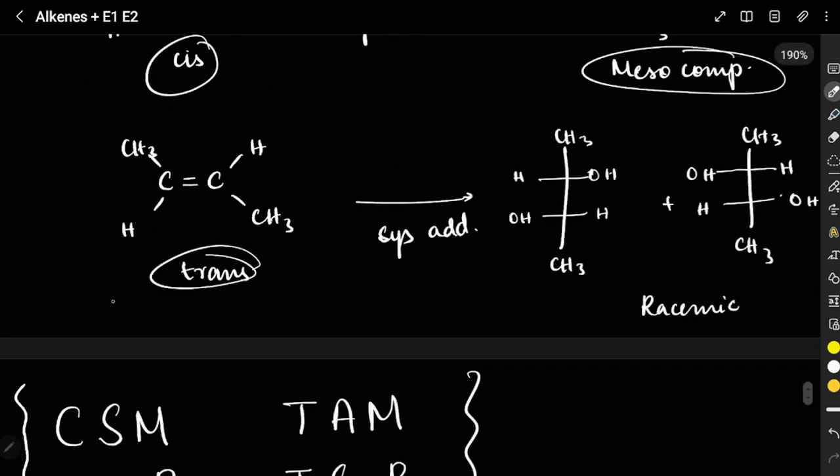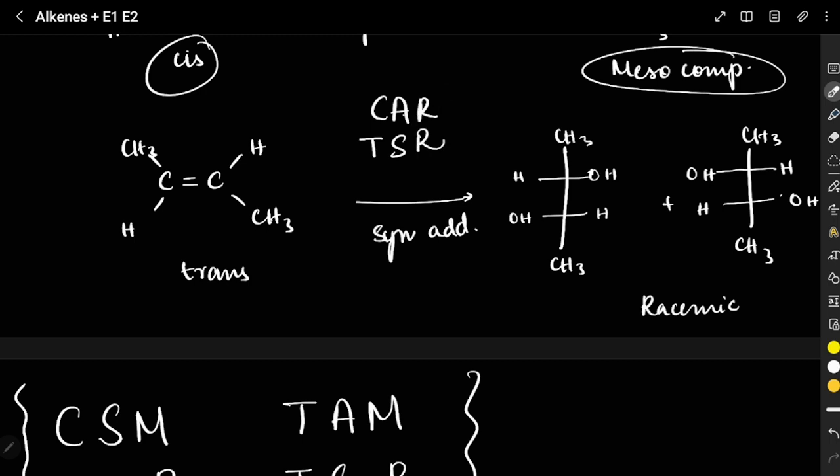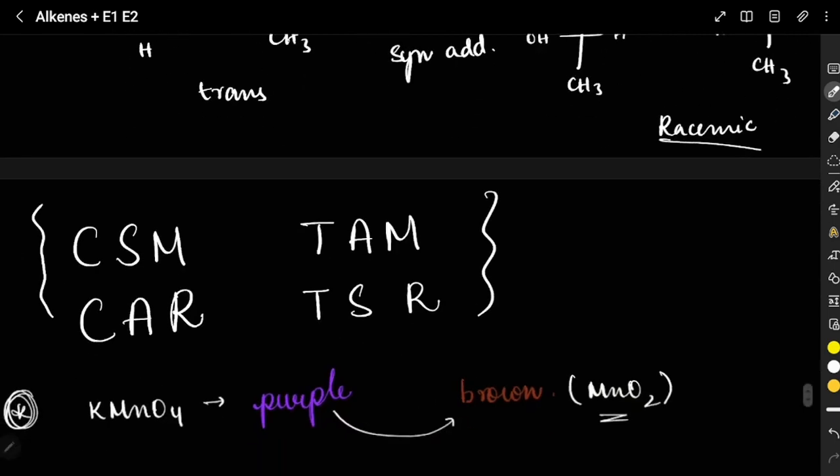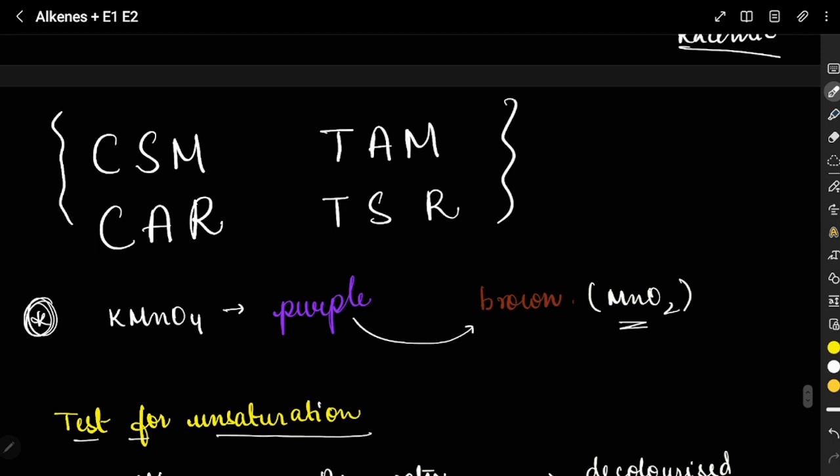And again, trans alkene, I'm doing syn addition. So I know that CAR is there. Trans alkene syn addition, I have changed these two, meaning the third need not be changed. R, so a racemic mixture is formed. Syn addition means the OH groups are going to be on the same side, but the CH3 groups are on different planes. So a racemic mixture is formed. Very simple. So if any question comes based on cis alkene, trans alkene, syn addition, anti-addition, you are going to rock it. Believe me.